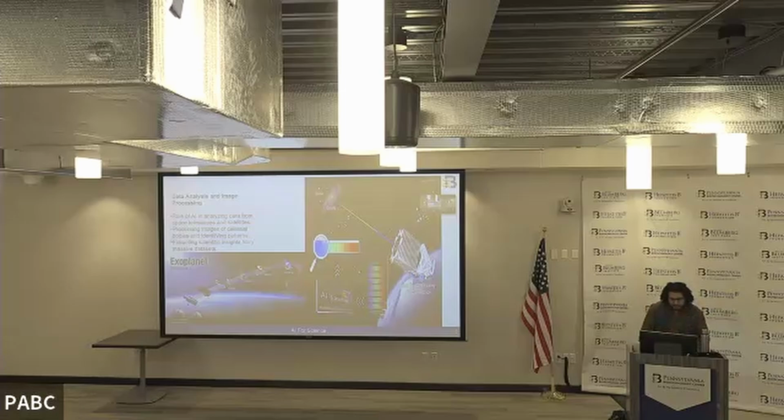And some of the exoplanet missions, we talked about the Kepler. This is what these satellites and telescopes look like. So the first one was the Hubble, which was one of the first ones.